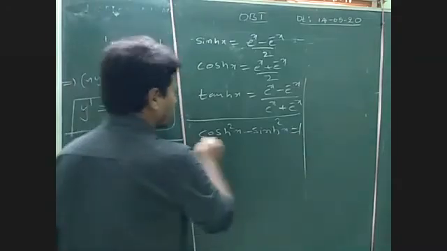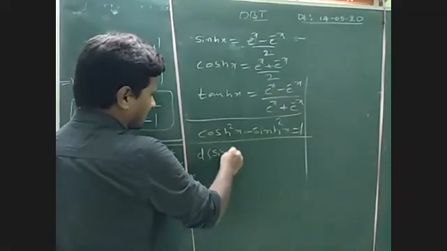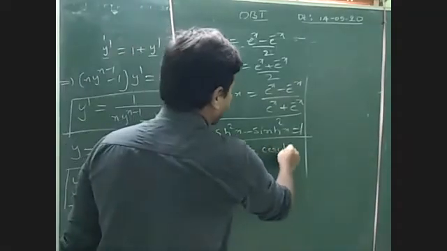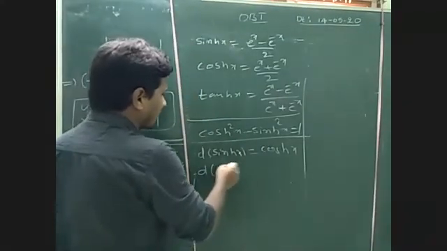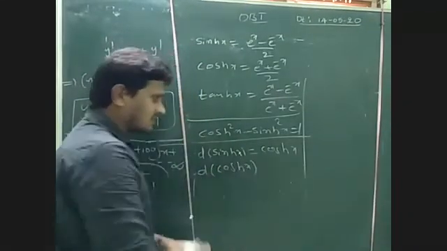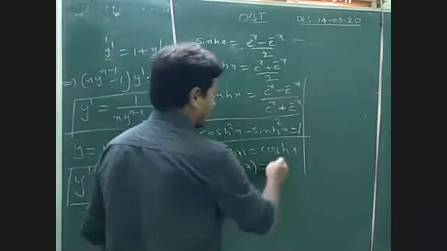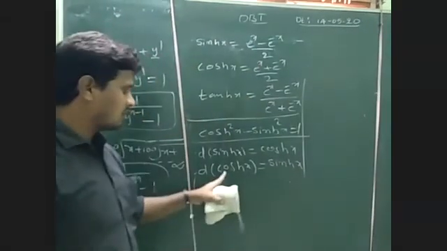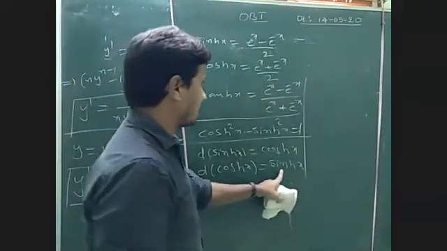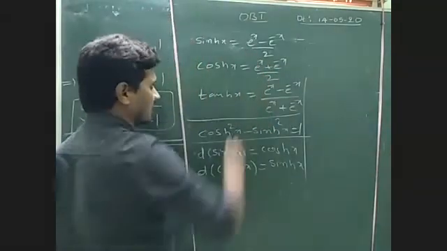And one more thing, the derivative of sin x is clearly cos x, and the derivative of cos x is generally minus sin x. But in hyperbolic functions, the derivative of sinh x is cosh x, and the derivative of cosh x is sinh x. You can differentiate this and you will get this, and differentiate this and you will get cosh.